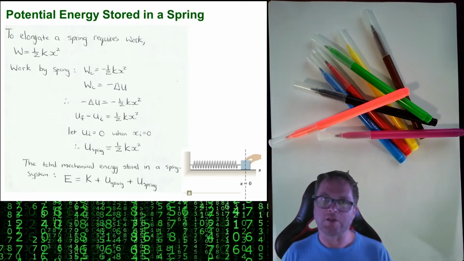And we can go on to look at the total mechanical energy stored in the spring system, and this will consist of any kinetic energy that's present, any potential energy due to gravity, and of course the potential energy stored in any elongated or compressed springs within the system.